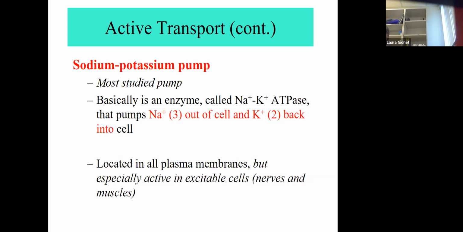Basically, there is an enzyme called the sodium potassium ATPase that pumps 3 sodium out of the cell and 2 potassium back into the cell. Sodium is the cation in highest concentration outside the cell, and potassium is the cation in highest concentration inside your body cells, forever and ever. Okay? Because where sodium goes, chloride goes, and where salt goes, water goes.